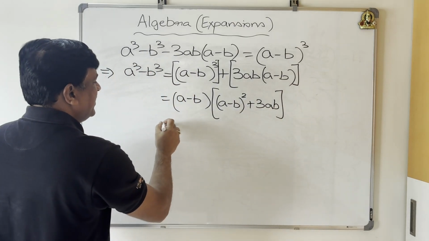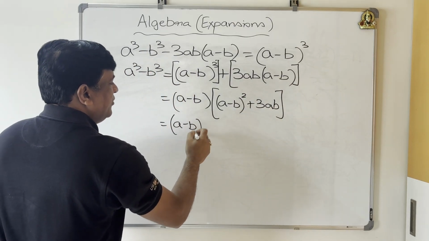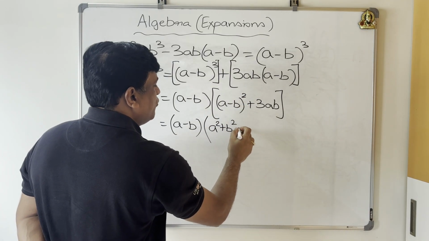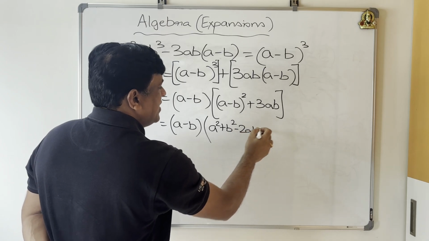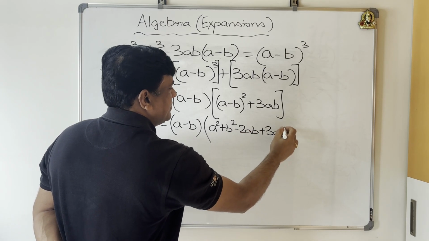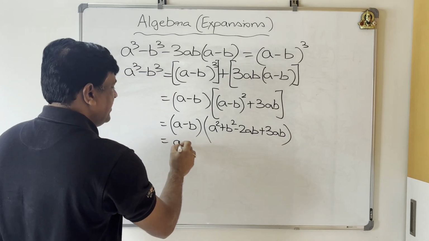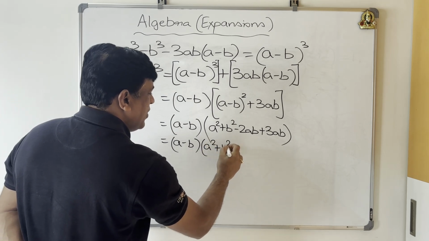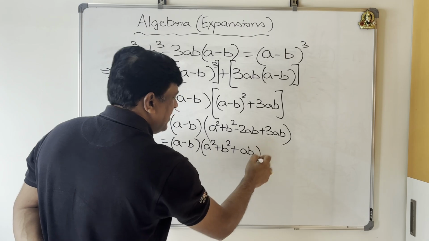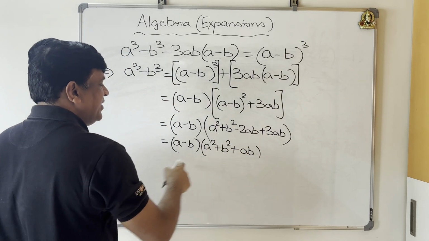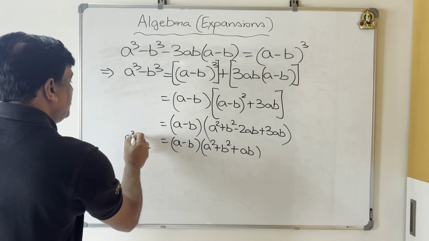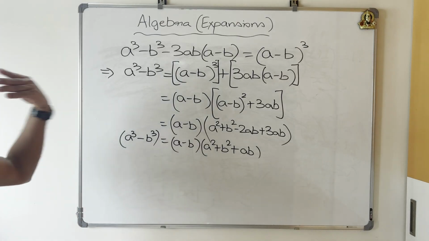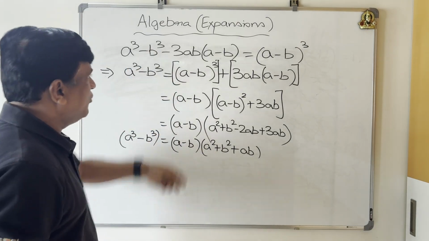Let's expand this again the same way as we did earlier. So what does this become? A minus b whole square is a square plus b square minus 2ab, and this is plus 3ab. So when you resolve, what do you get? It is a minus b times a square plus b square plus ab. This is because here you have plus 3ab minus 2ab. So this is one more formula. You need to think through which formula you are supposed to use, whatever is given in the particular question. So let's summarize now.